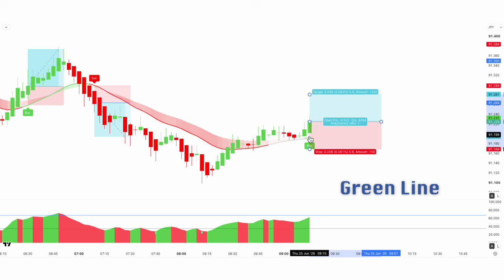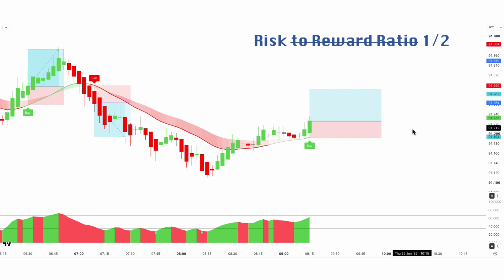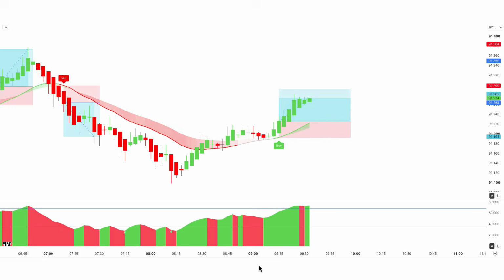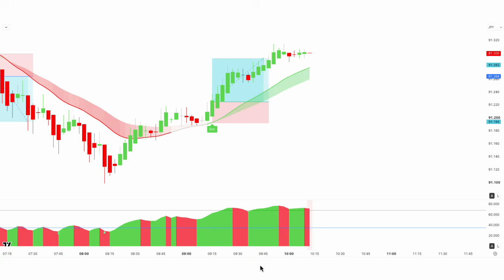Our stop loss is to be placed at the green line. And the risk to reward ratio will be 1:2. Let's see what happens to our trade. We have won the trade. Let's find the next trade.